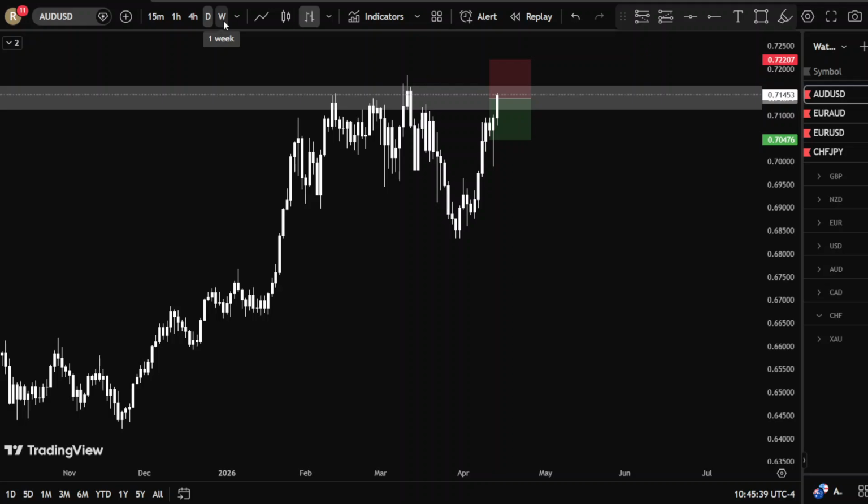Sometimes they kind of line up both of them. But in this video, we're going to look at the daily time frame and the weekly time frame. So let's get to the chart and see.